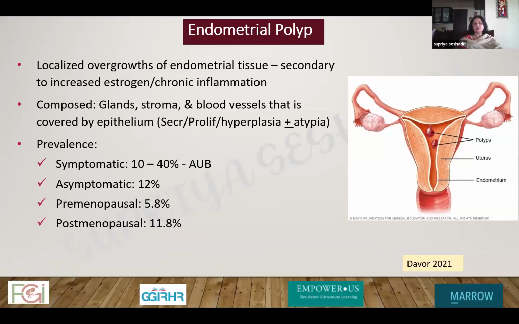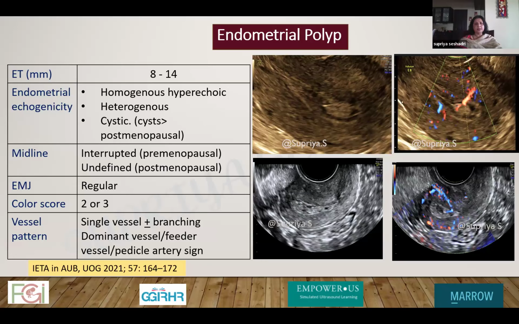It is seen in 10 to 40% of symptomatic women, the most common symptom being an abnormal uterine bleeding. 12% are asymptomatic women. In the premenopausal group, the incidence is 5.8%, though I would say that I think in our scenarios, we see much more than just 6%. And in the postmenopausal, it is around 12%. The symptoms do not correlate with polyp number, size, or site. How does it look, or how are we to report the findings that we see in an endometrial polyp?